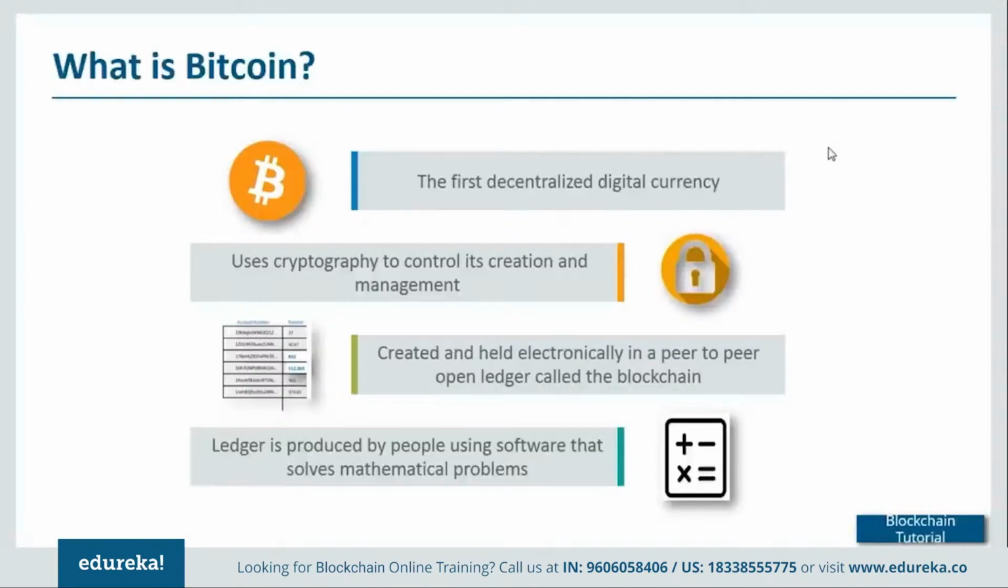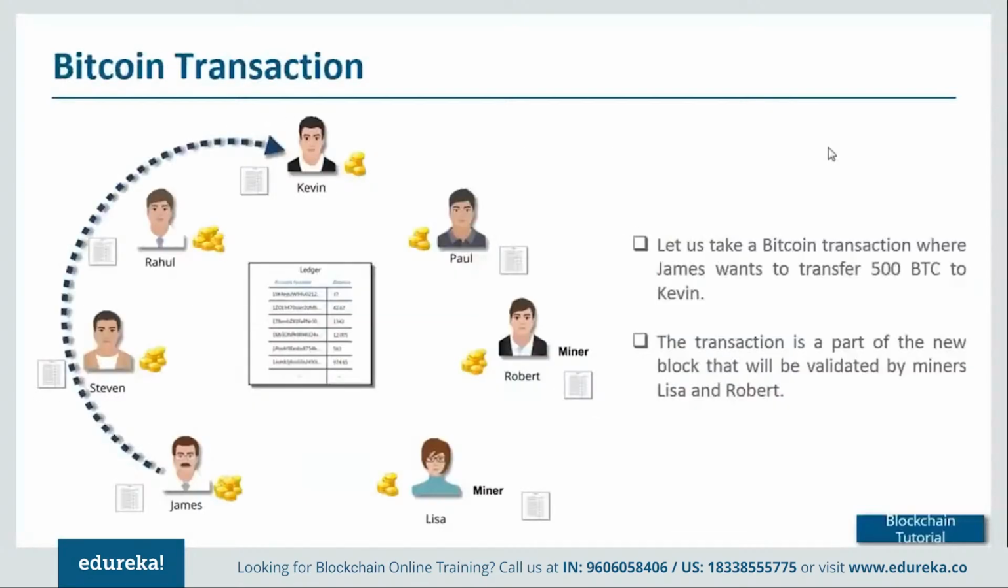Okay, that's great. So moving forward, let's try to understand how a Bitcoin transaction takes place. Now let's take a group of 8 people who are part of my blockchain network. Okay, you have James, you have Steven, you have Rahul, Kevin, Paul, Robert and Lisa. Now James wants to transfer 500 Bitcoins from his account to Kevin's account. Now just because James wants to transfer 500 Bitcoins to Kevin's, it may not seem possible.